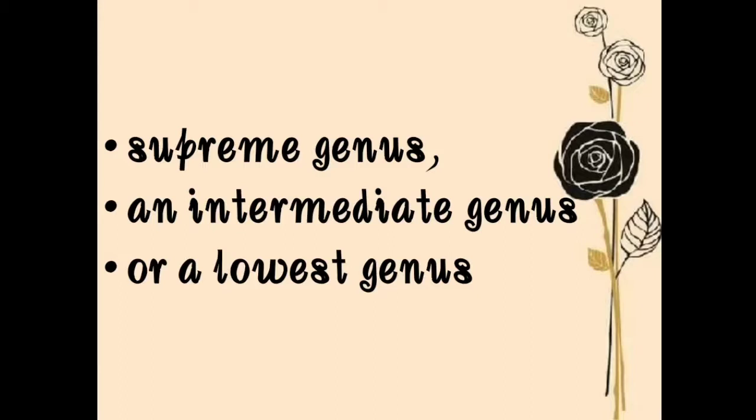A genus must be either a supreme genus, an intermediate genus, or a lowest genus. A supreme genus is one that is not a subdivision of any other genus, for instance, substance. A lowest genus, or genus infimum, has no other genus intervening between it and the species in the strict sense, for instance, animal in relation to man. An intermediate genus is one that intervenes between a supreme genus and a lowest genus, such as body and organism.